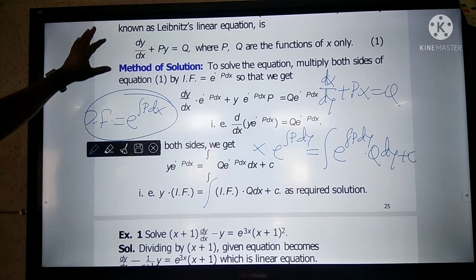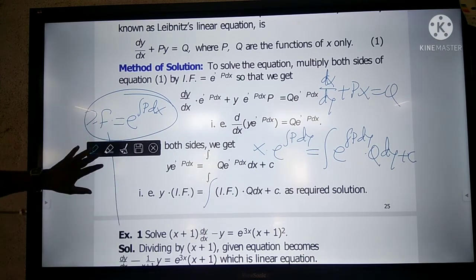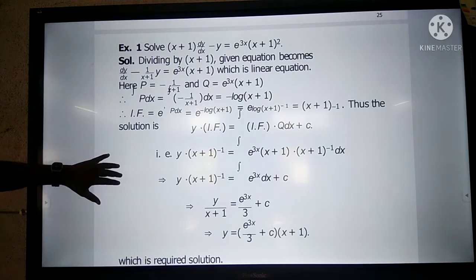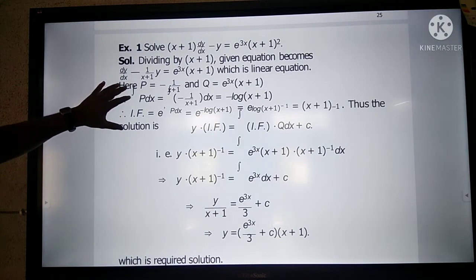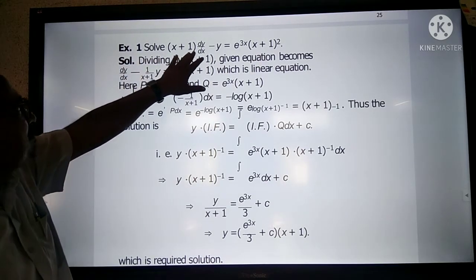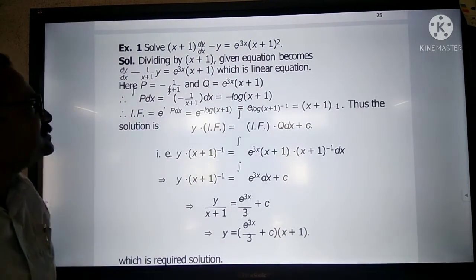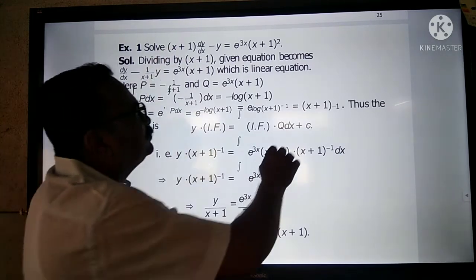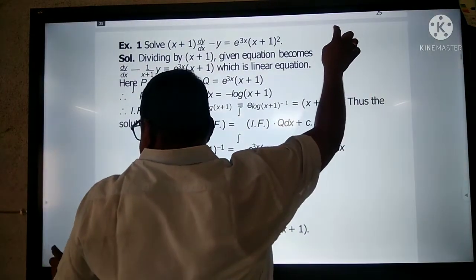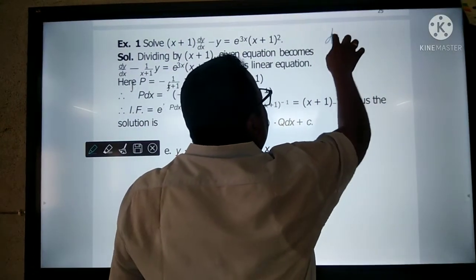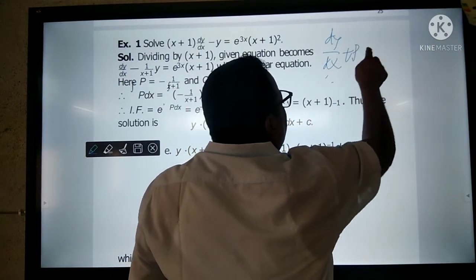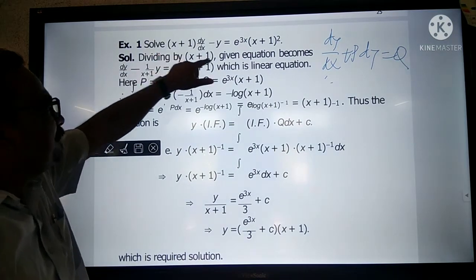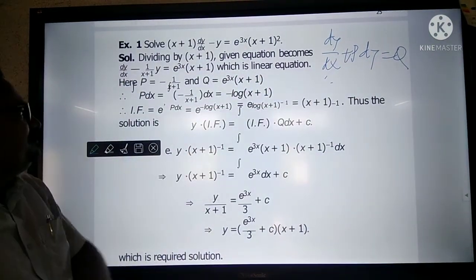So, first order linear differential equation. There are equations, differential equations solved here. You can see, just the first example is given: x plus 1 dy by dx minus y is e raised to 3x into bracket x plus 1 square. So make this equation to the standard form, that is dy by dx plus p into y is equal to q. Make them standard, that is convert this equation to this form and identify p and q.